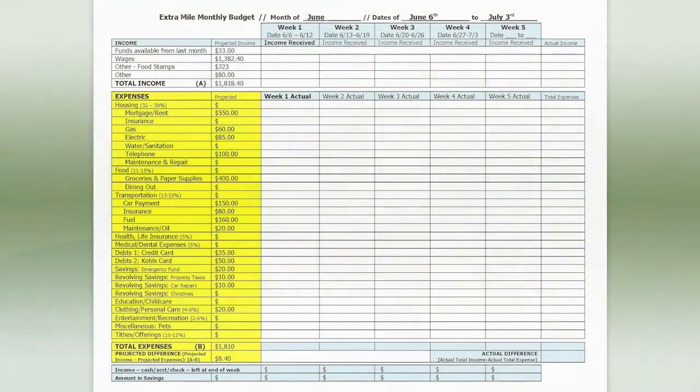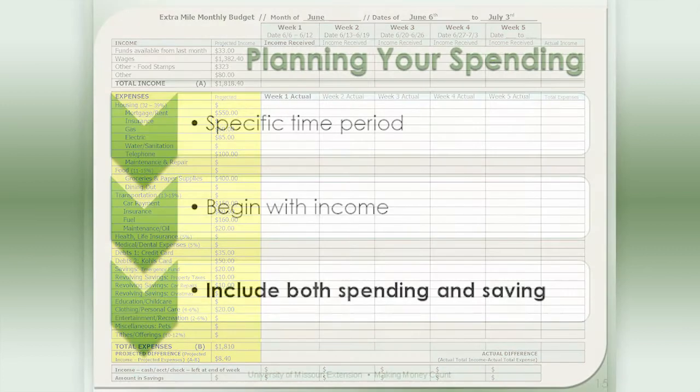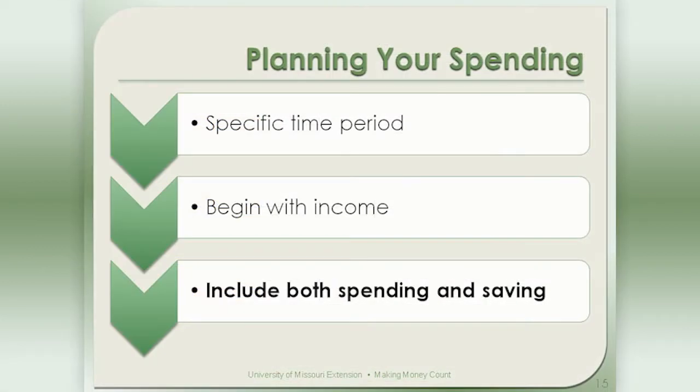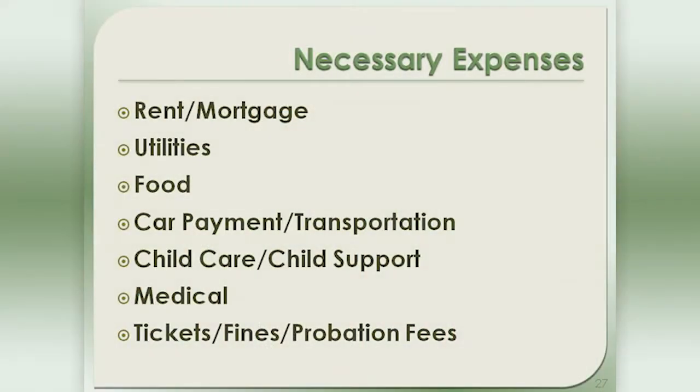After you have your projected income completed, you will then put projected figures in the expense categories that reflect your spending and saving categories. On the Extra Mile budget form, take out or white out the categories that do not fit your personal spending and saving patterns. Add categories that are needed.